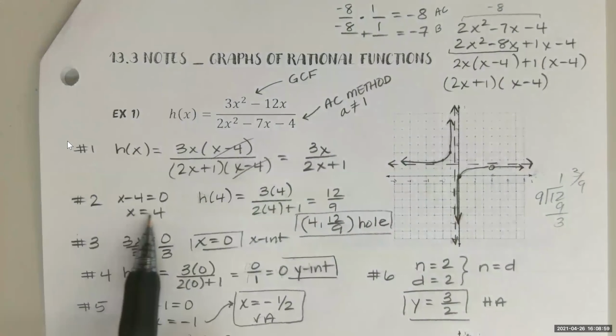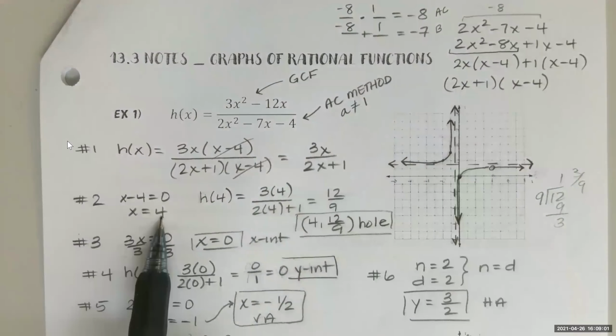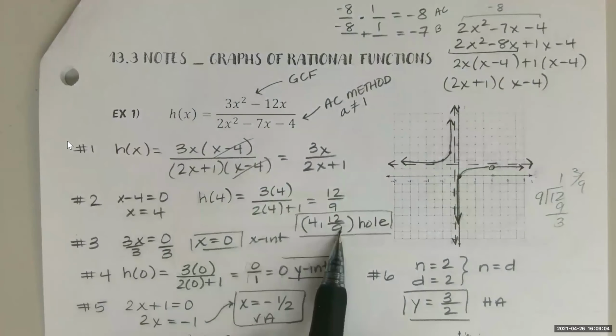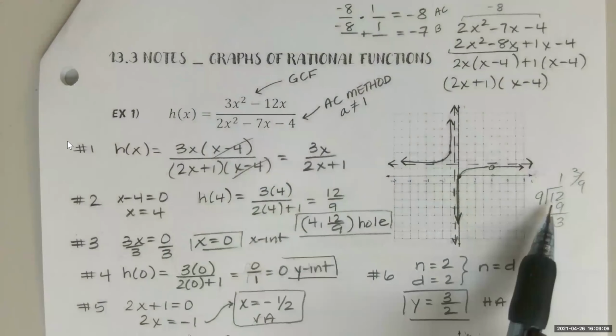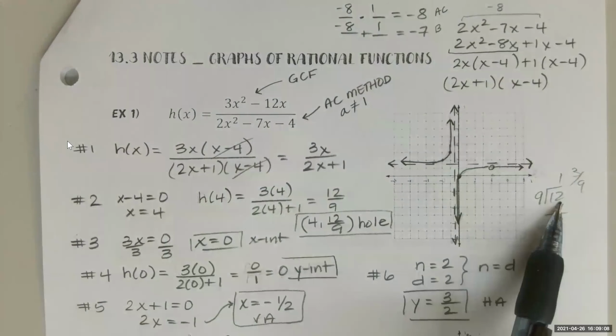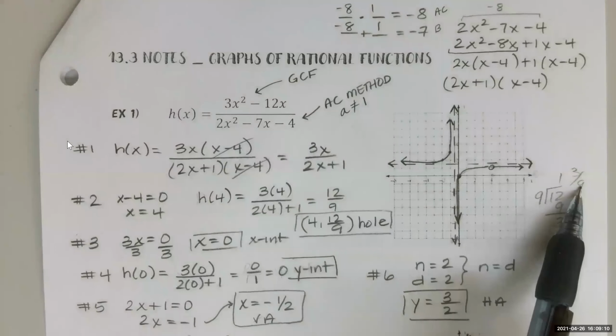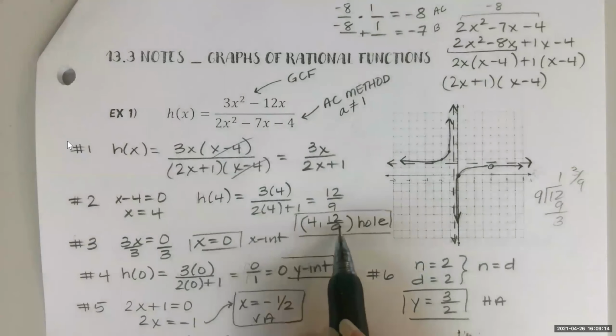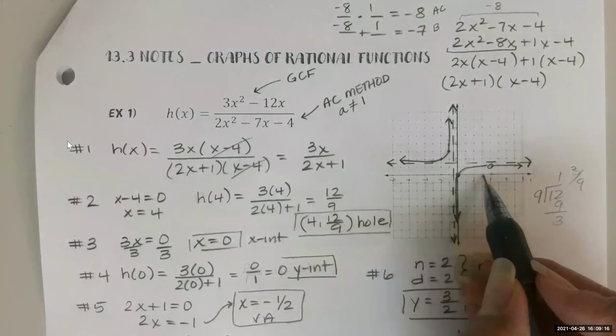Then we had to find the y coordinate. So 4 comma 12 ninths. And over here, 12 ninths is approximately 1 3/9 or 1 1/3. So that's why we went 4 comma 1 1/3. So 1, 2, 3, 4, 1, and a little bit higher.